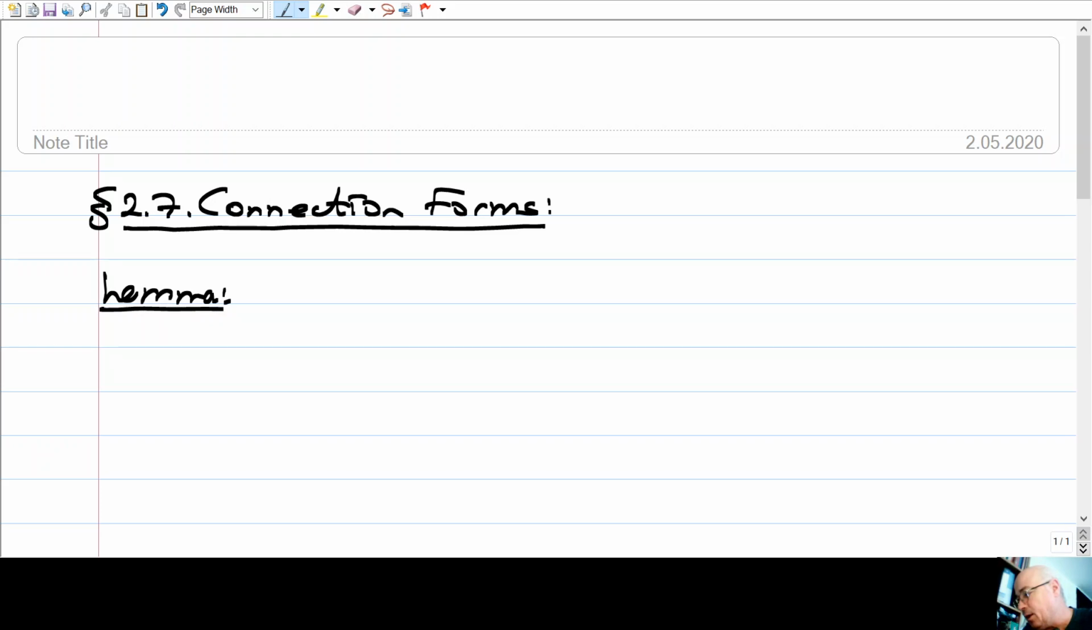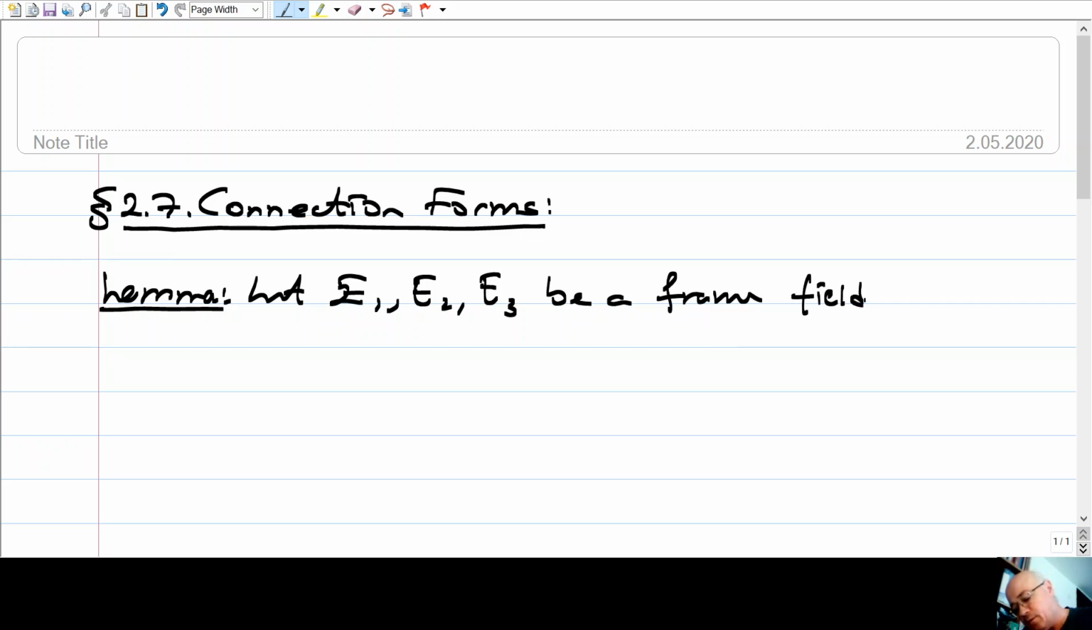Okay. So let E1, E2, E3 be a frame field for R3. So they are vector valued functions. They are all orthonormal. So that's why we call them a frame field.